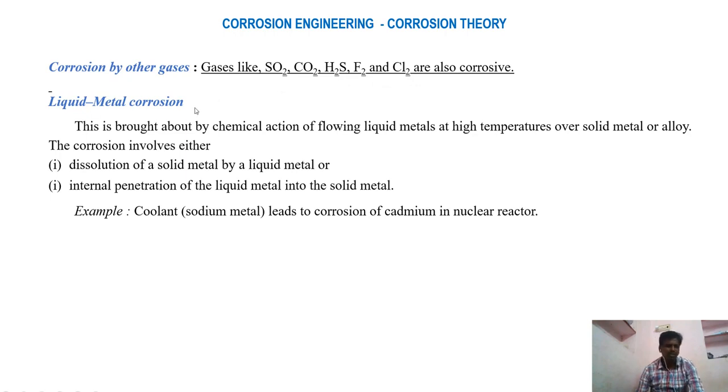Next, liquid metal corrosion. This type of corrosion takes place when liquid flows on the surface of the metal. So this liquid may dissolve that metal, or this liquid may diffuse inside the metal. Because of this, the metal can be corroded easily. So an example is given here. When sodium metal flows through the nuclear reactor, then it may corrode the cadmium layers present inside the nuclear reactors.